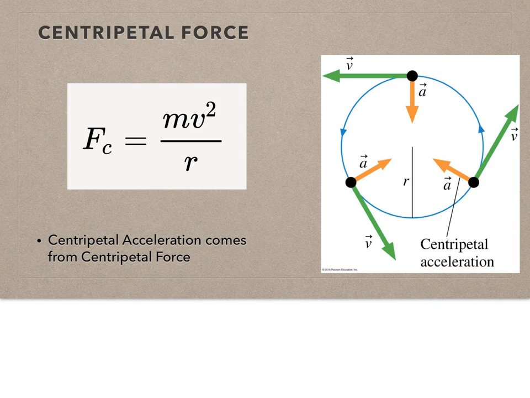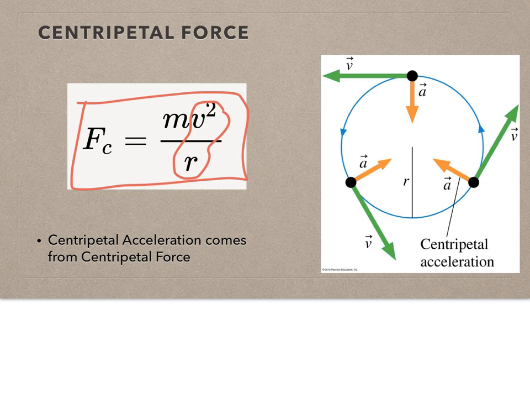So our unified equation between those two is centripetal force is equal to mass times speed squared divided by the radius. And again, this right here is just centripetal acceleration. So mass times centripetal acceleration. And this is what we're going to apply to figure out the centripetal force.